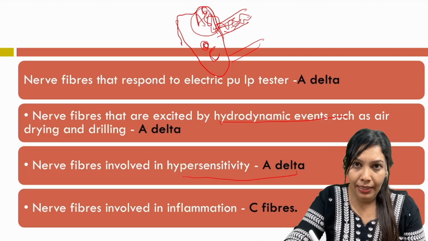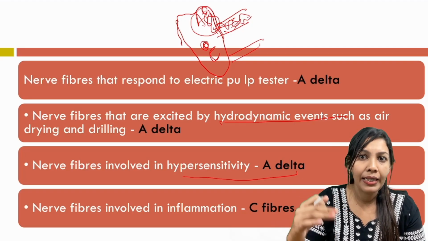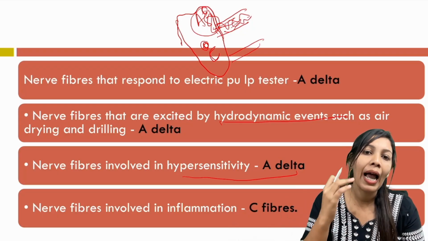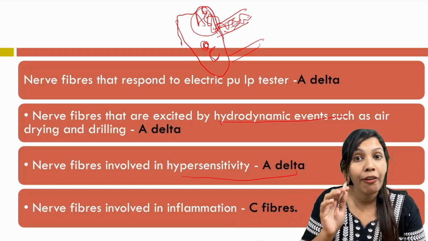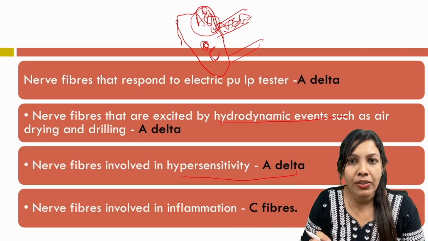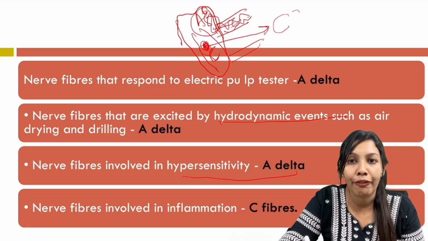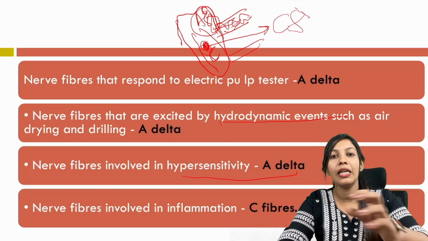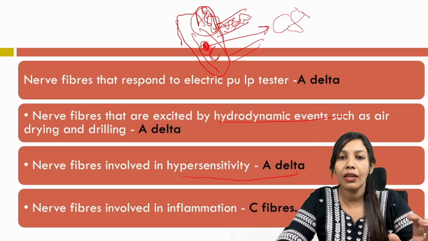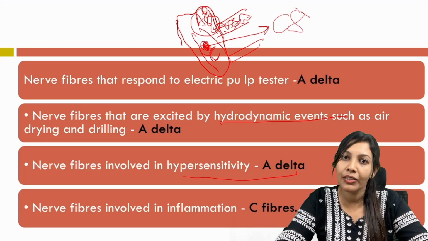Hypersensitivity test, as I said earlier, cold we apply, there is movement of the dentinal fluid in the tubule, activating the A delta fiber. Inflammation is different. Inflammation means what? There is a proliferation or there is a necrosis that has taken place inside the pulp. So it often activates the C fibers, very important. That is the only difference. In inflammation, the C fibers are activated, right?